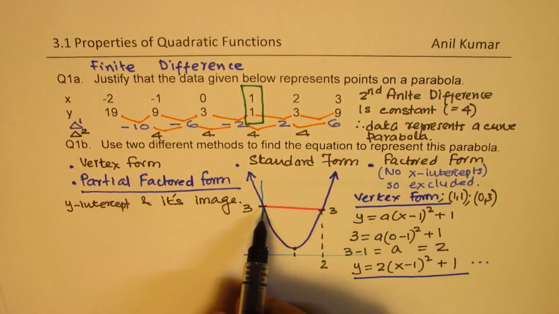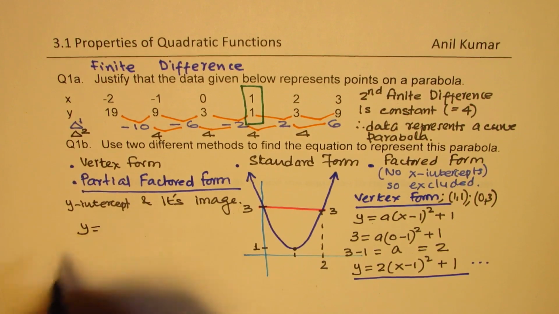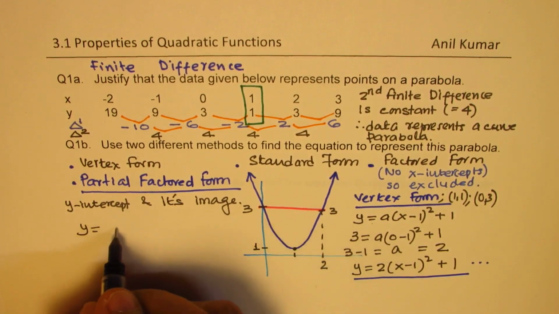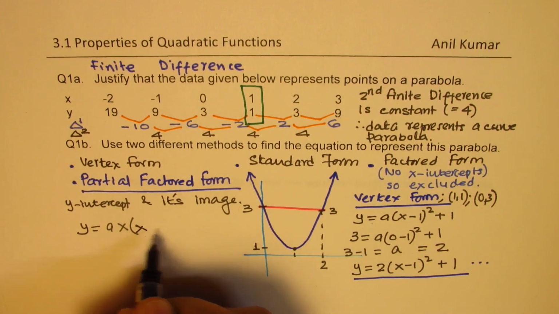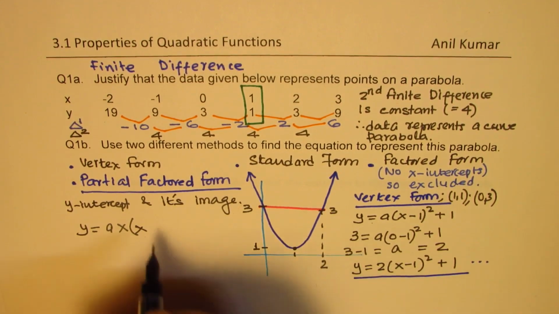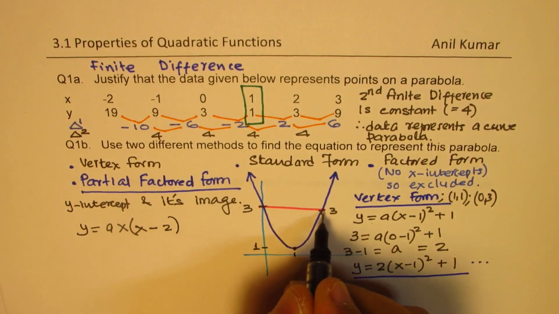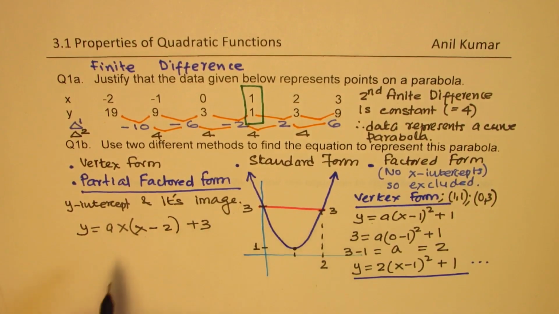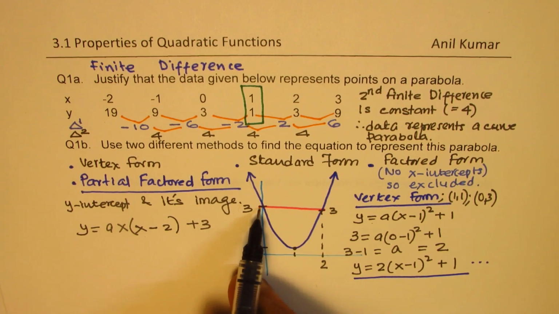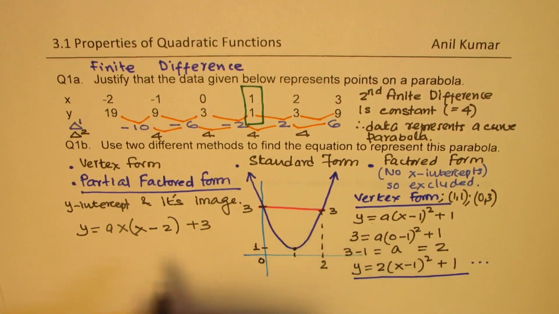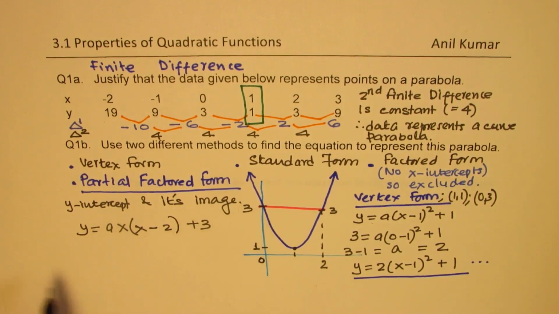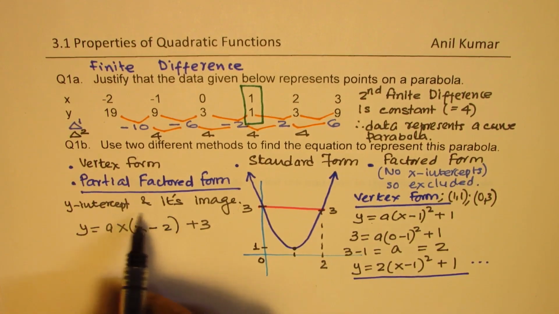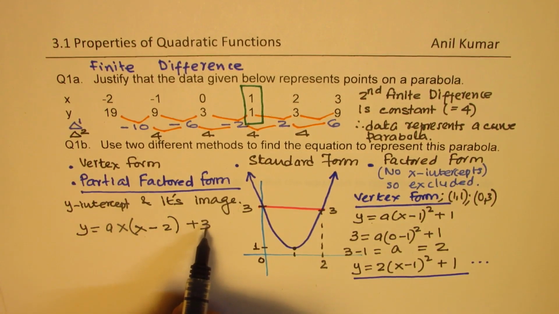So from here we can write y equals, let's say, a times x times (x minus 2), this image is at 2, plus 3. If you look carefully at this equation, if I substitute x equals 0, the first term is 0 and y equals 3. We get the y-intercept. And if I write x equals 2, even then the whole thing is 0 and we get y equals 3.